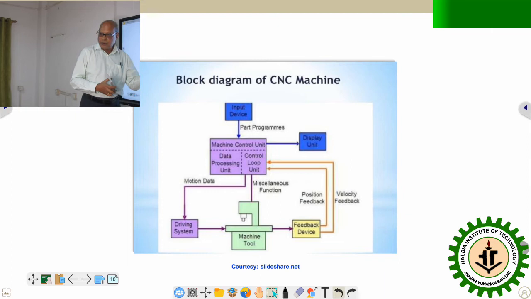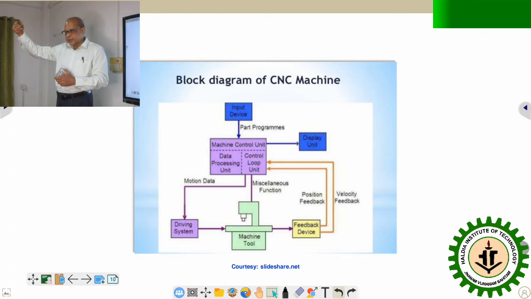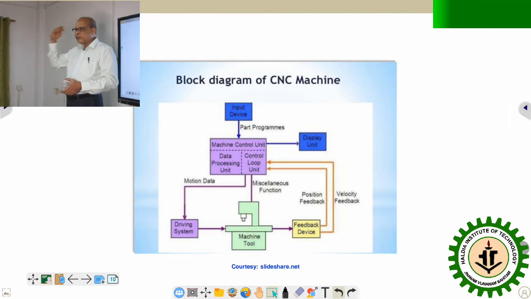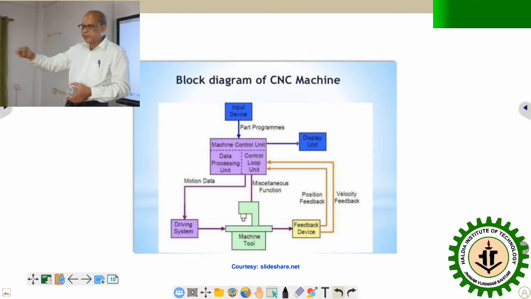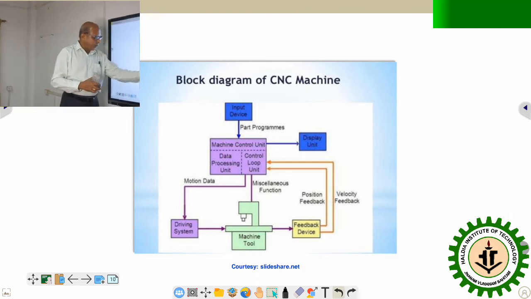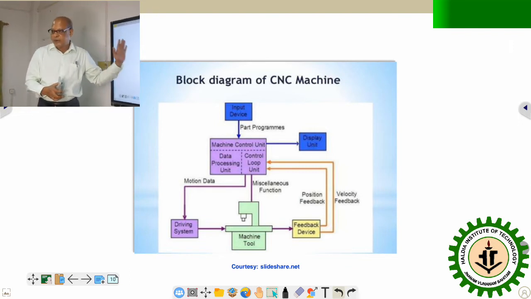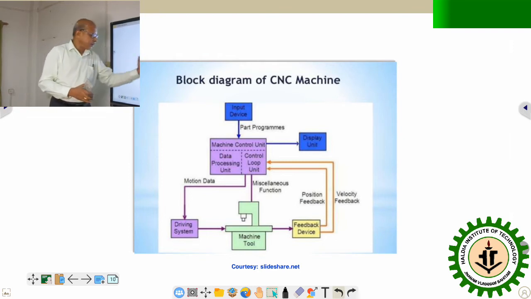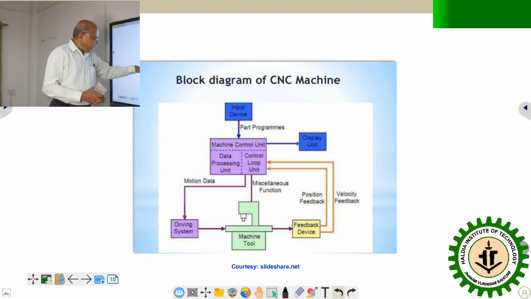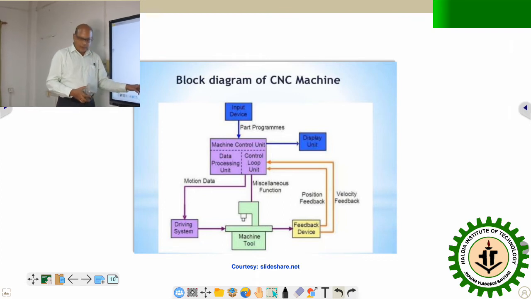Between the DPU and CLU, there is a hierarchy, with the DPU at the top level, just like our brain. In the first class I told you that our decision making is taken care of by our brain, and accordingly we influence our environment through our manipulator, the hand. In this case also, decisions are taken care of by the data processing unit, and for implementation or execution, the processed information is transferred to the control loop unit. Clear? Now we see motion data that comes from the control loop unit to the drive system.